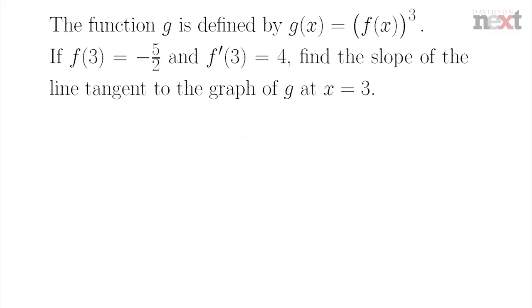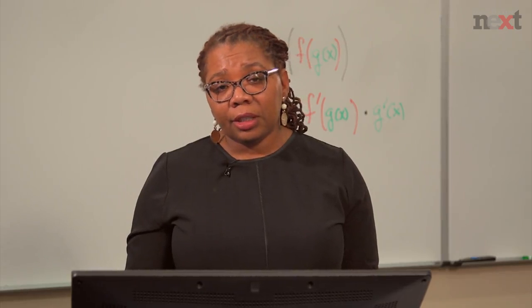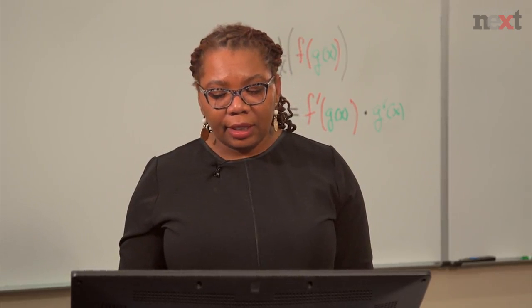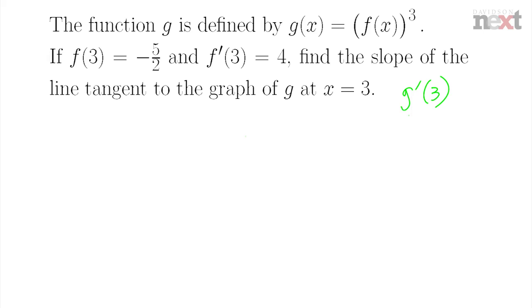We have one more example to look at. In this example, the function g is defined by g of x is equal to f of x quantity cubed. If f of 3 is equal to negative 5 halves and f prime of 3 is equal to 4, we want to find the slope of the line tangent to the graph of g at x equals 3. Now we should know that the derivative is equal to the slope of the tangent line. So what we really want is g prime of 3.